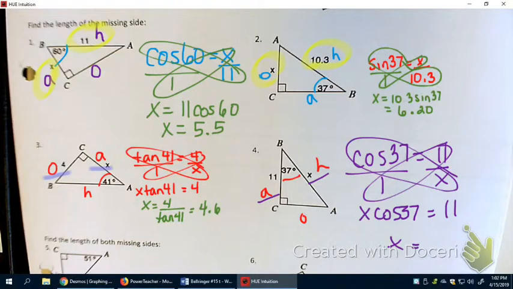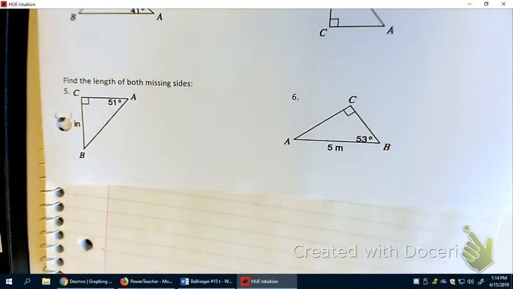So I got to get rid of that cosine of 37, so what am I going to do? Divide. So in my calculator, I'm going to put 11 divided by cosine 37. And you should get 13.8.